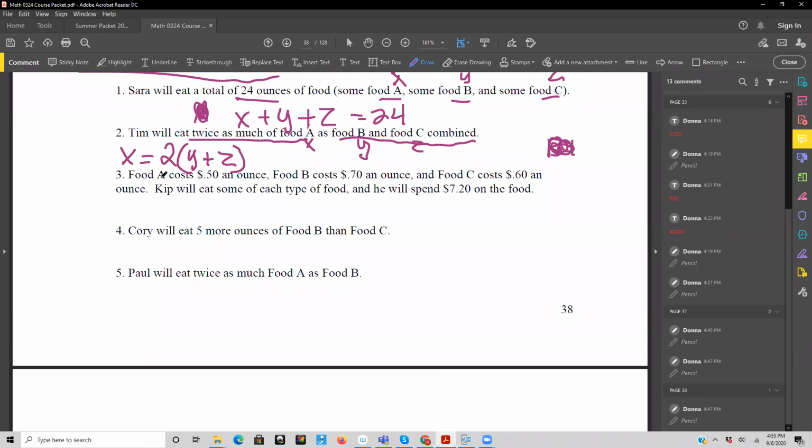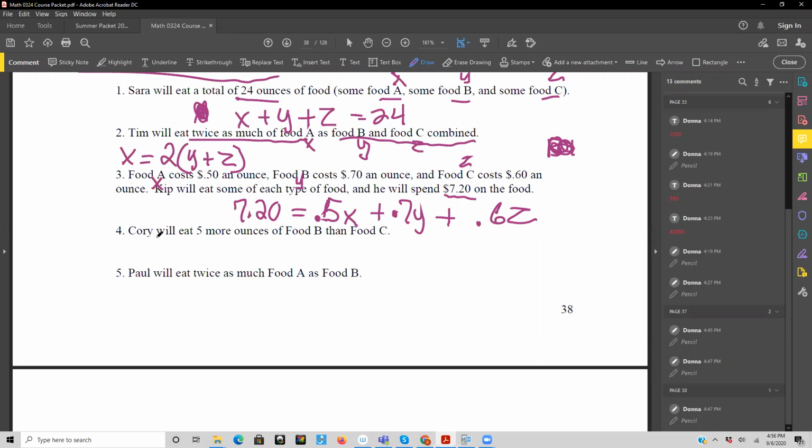All right, food A, which is X, costs 50 cents an ounce. Food B costs 70, which is Y. And food C, which is Z, costs 60 cents an ounce. Kip will eat some of each type of food. He will spend $7.20 on the food. All right, so all I have to do is, again, the total food money, I'm going to do the value of the food. So the cost of A would be 0.5 times the number of ounces of A I eat, which I called X, plus this would be 0.7 times Y, and then food C is 0.6 times Z. Okay, there's our equation.